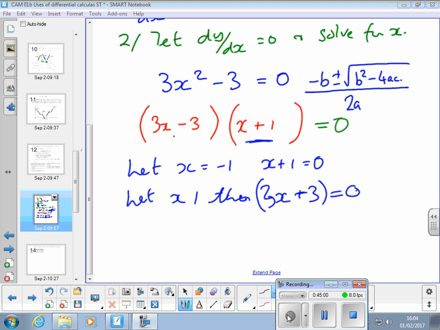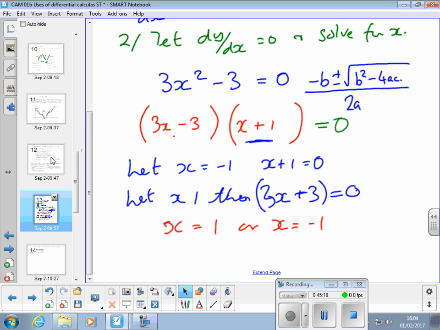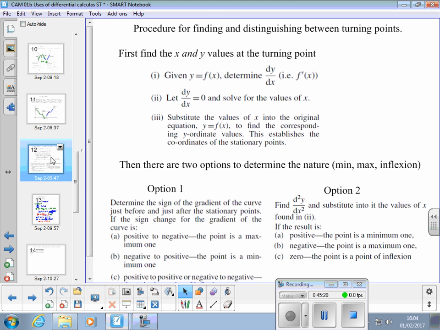So the answer to that bit is x equals 1 or x equals minus 1. We'll have turning points at both those x values. Next part says, in the original equation, y equals f of x, find the corresponding y values.